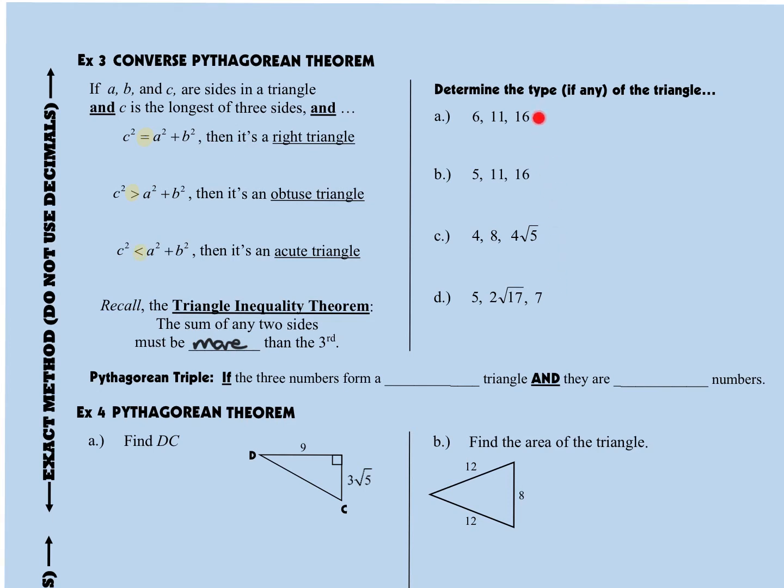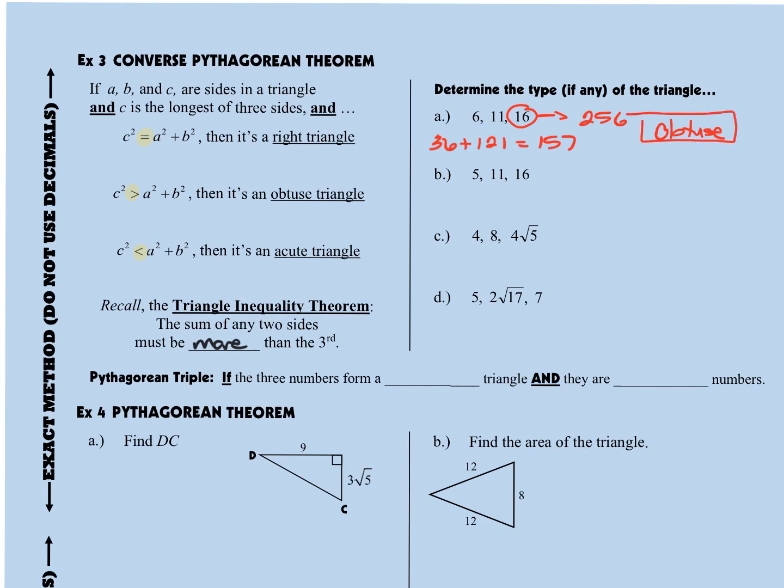So what I've got over here are four little examples, and we're going to take a peek at those real quick. The first thing we would do each time is check to make sure that it's a triangle. So we would find our largest. We'd say 16 is the largest, and of course 6 plus 11 is more than 16. Now we're going to square the 16, and that's going to give us 256. And then we're going to square the 6 and 11, so we'll have 36 plus 121, and that's going to give us 157. We can see that the c squared is more than the 157, so this triangle would be obtuse. Again, we had to check that it was a triangle first.